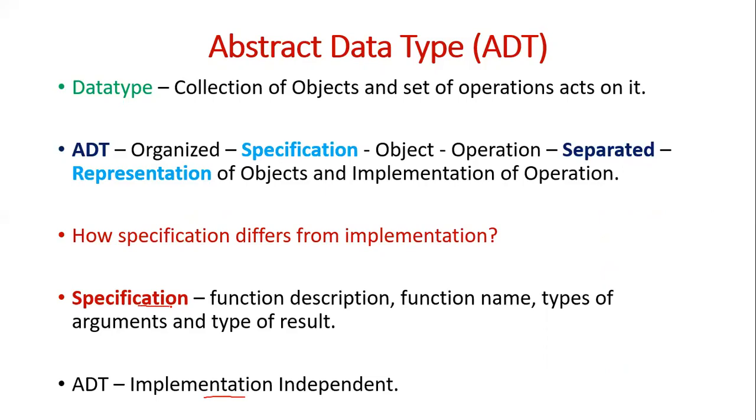How it is implemented, we are not bothered about that, because implementation may vary from programming language to programming language. Integer might be implemented in one style in C, it might be implemented in some other style in Java, and totally differently in Python. But the abstract data type of integer will always be more or less the same. So the ADT is not dependent on implementation.